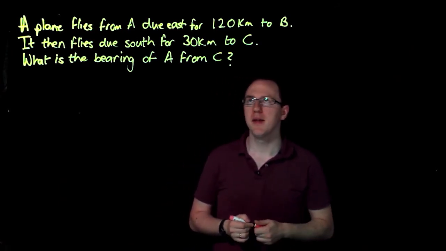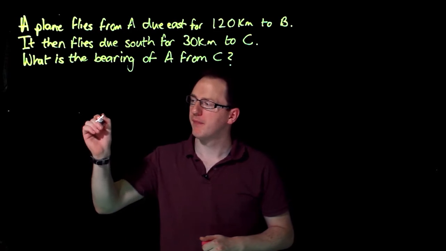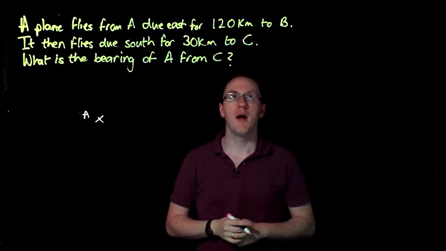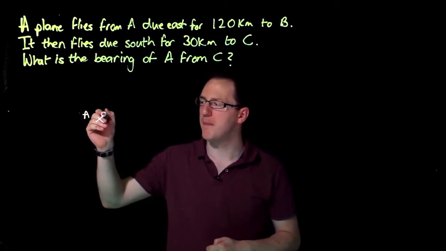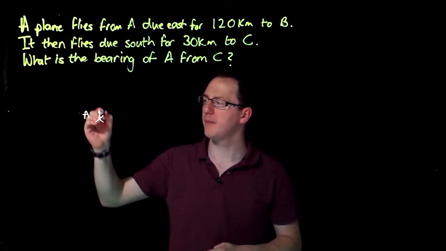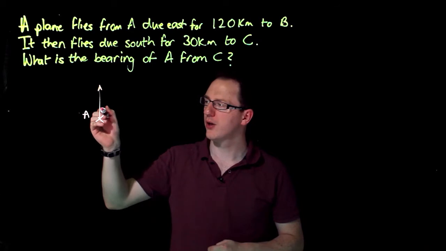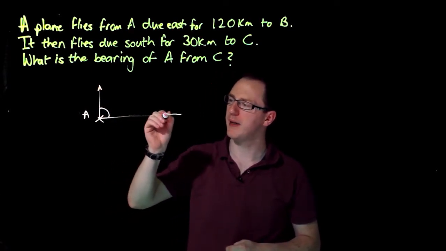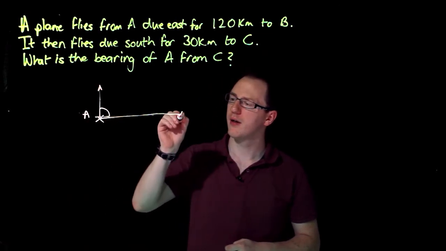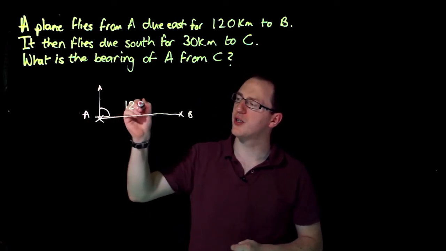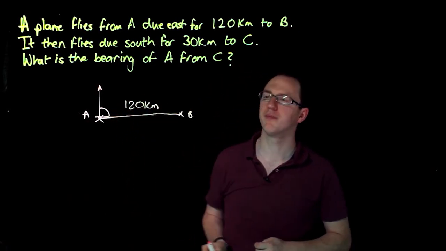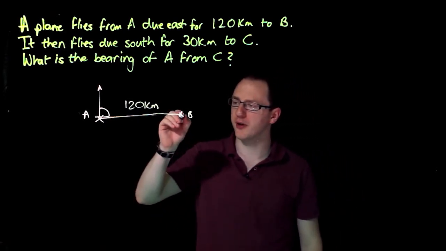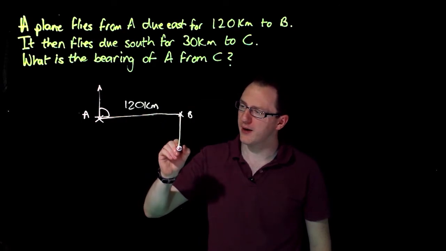So we've got a plane that is flying from A, and it flies due east to B. So that's a bearing of 90 degrees. Bearings are measured from north clockwise, so it's 90 degrees to get to B. And that's 120 kilometers. Once the plane gets there, it flies south for 30 kilometers to get to C.